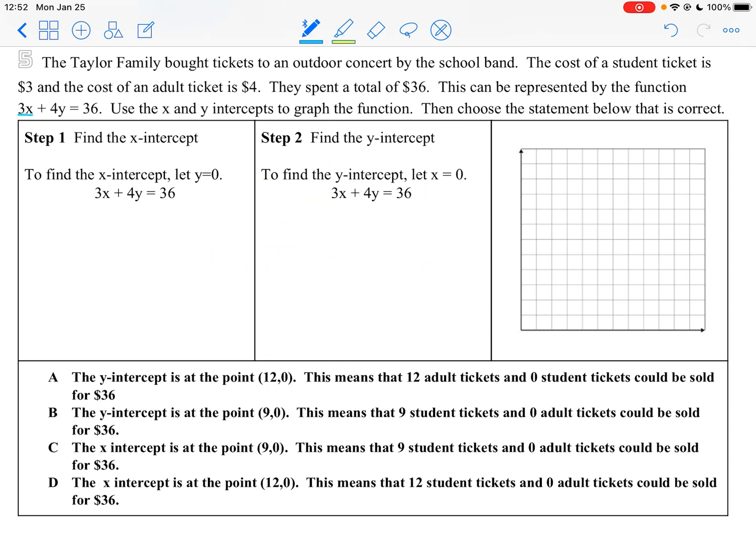In the equation, I noticed that the coefficient of x is 3. And in the situation, that is the cost of a student ticket. So the variable that's represented by x is the number of student tickets purchased. The number of student tickets times $3 would tell me how much I spent on student tickets. So on the x-axis, I'm going to label that number of student tickets.